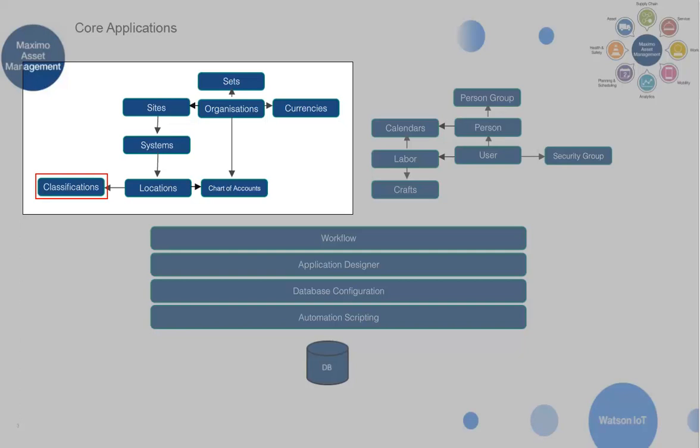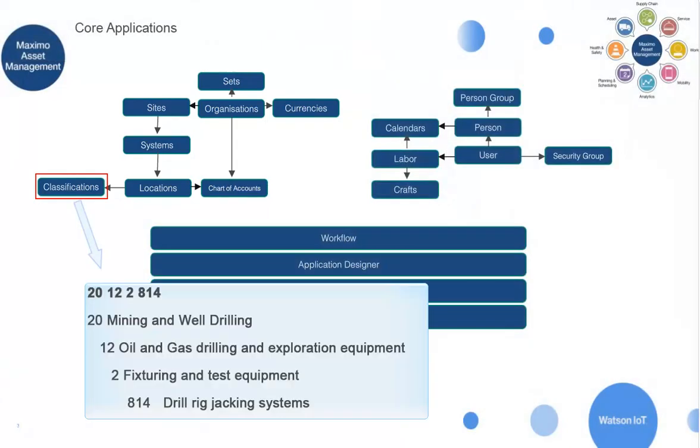For an example, an asset might be a drill rig jacking system with a class of 20.12.2.814. This is a typical UNSPSC classification where the drill jack rigging system is a child of the fixturing and test equipment, which is a child of oil and gas drilling, which is a child of mining and well drilling. That's a typical UNSPSC classification structure, but Maximo doesn't come preloaded with these, so you'll need to discuss with the customer exactly which categories and hierarchical structure they need.